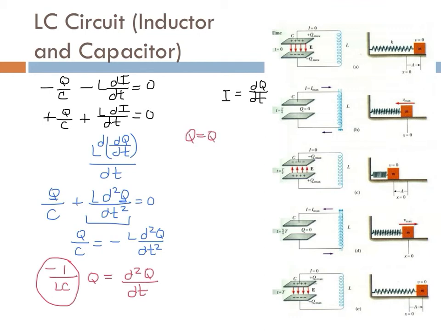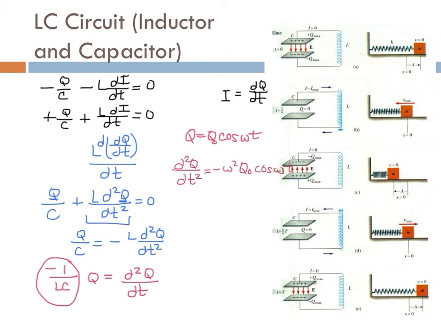So we said that any time that happens, I can use my equation that in this case Q is equal to Q naught cosine omega t, where Q naught is the original charge. So then our second derivative of that is negative omega squared Q naught cosine omega t.